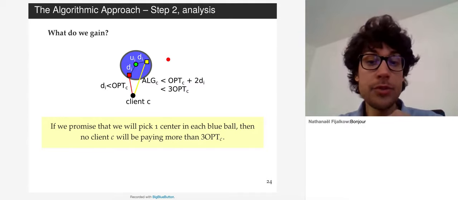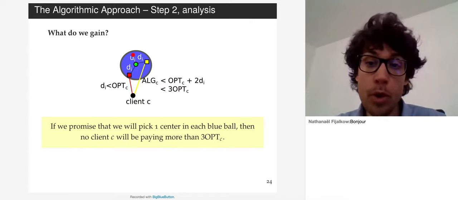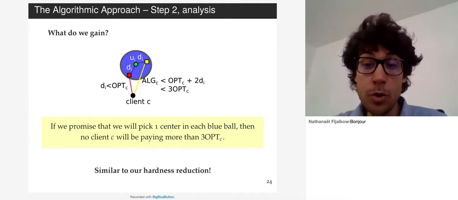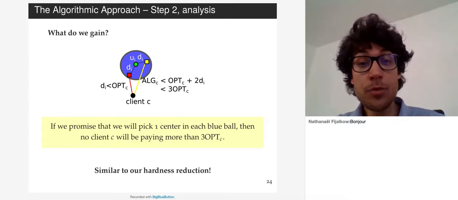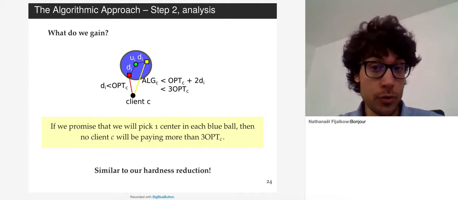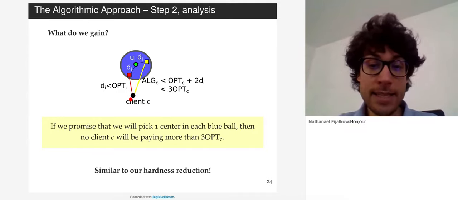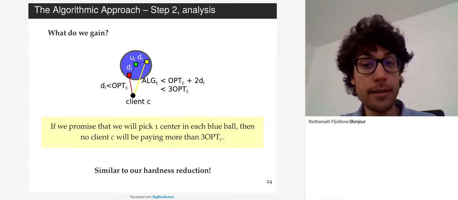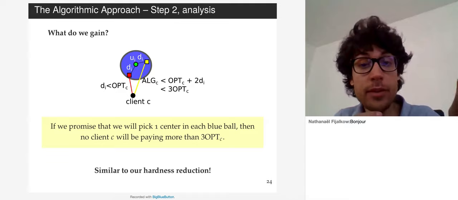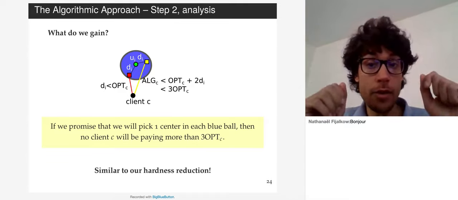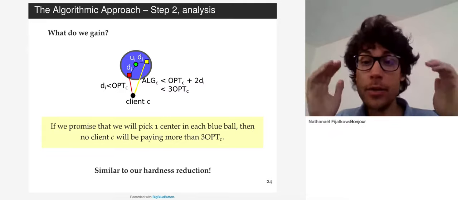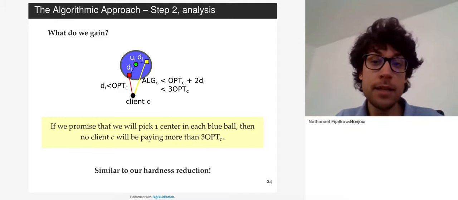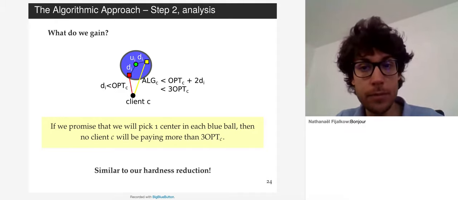The argument I just gave you tells you that at any point in time, if I pick from the blue balls, client C is never going to be paying more than 3 times what he's paying in opt. So we are starting to be happy, because this looks more like the reduction instance that we know how to solve. In the good case, C is going to be paying what he's paying in opt. In the bad case, C is going to be paying at most 3 times what he's paying in opt. So there is again this 1 versus 3 gap, but it's very controlled right now, because if I make the promise that I pick in the blue ball, then this 1 versus 3 is what's going to happen. And then I can try to use the max coverage techniques or the set cover algorithm to solve this reduced problem.